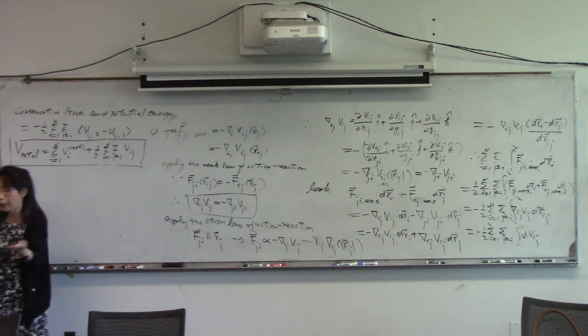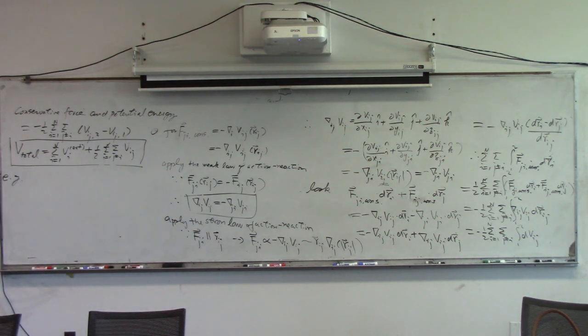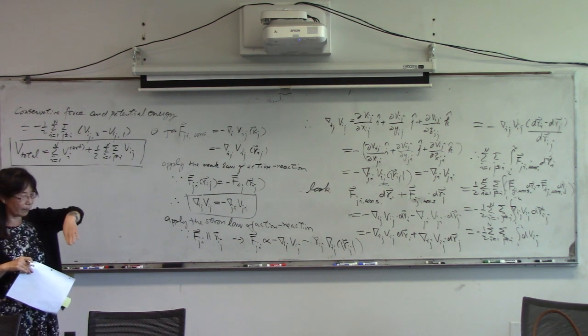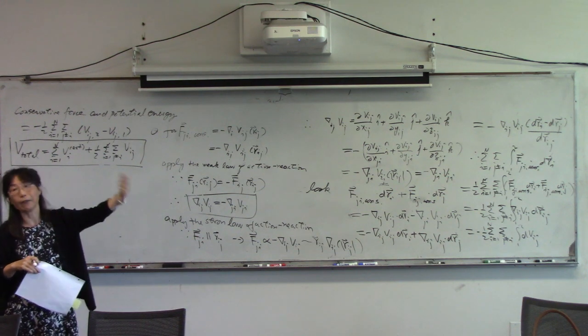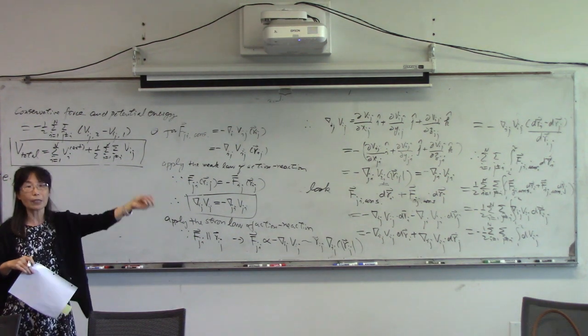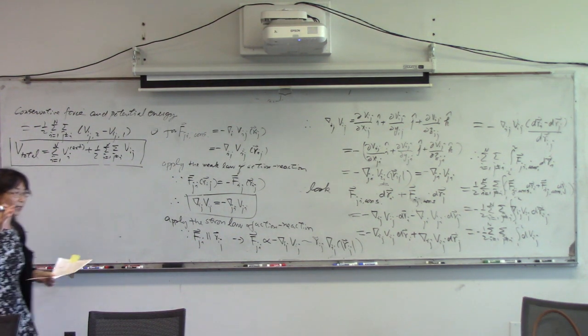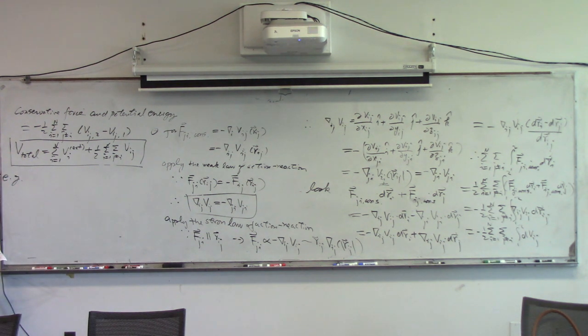I gave you the way: either you sum over each individual particle's kinetic energy, or you take the center of mass kinetic energy plus the relative kinetic energy. I'll give you some examples of how to determine those. So now let's see how to determine the total potential energy.